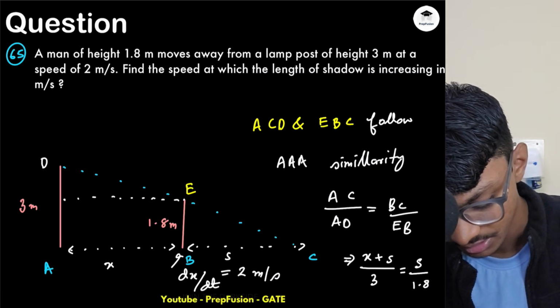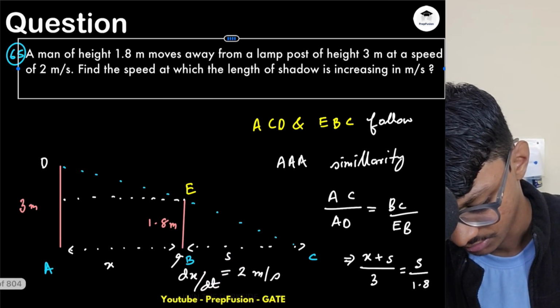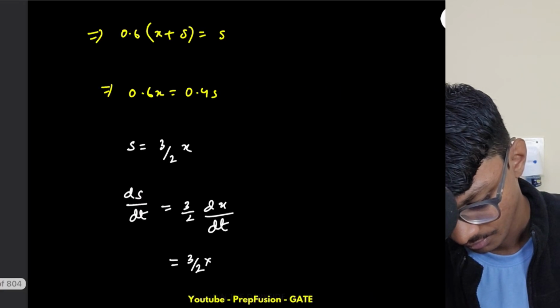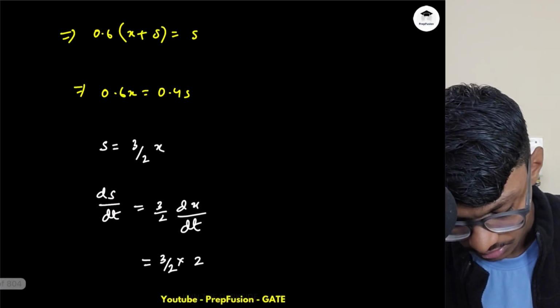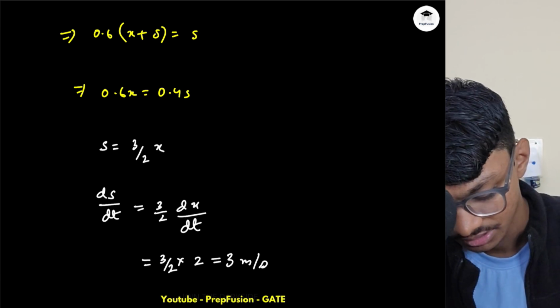I've already written it over here. It is 2 meters per second. Okay, 2 meters per second. Let me bring this a bit. Yeah, 2 meters per second. So the rate at which my shadow will be increasing is 3 meters per second.